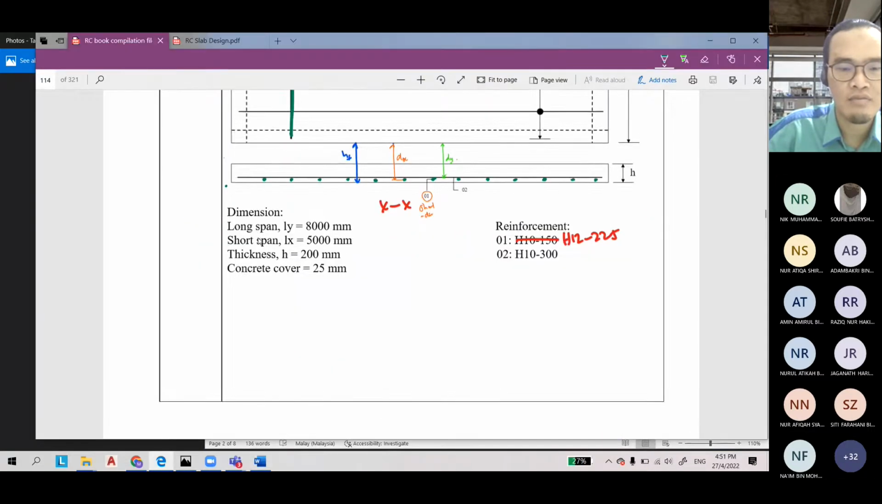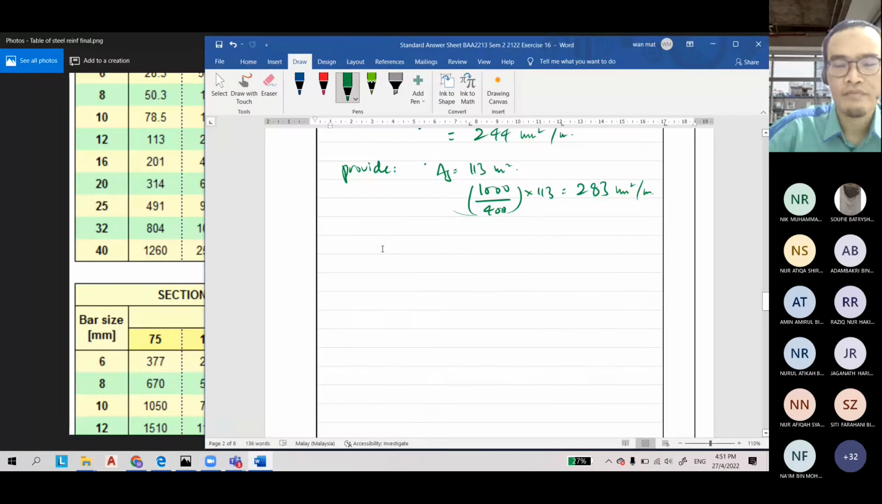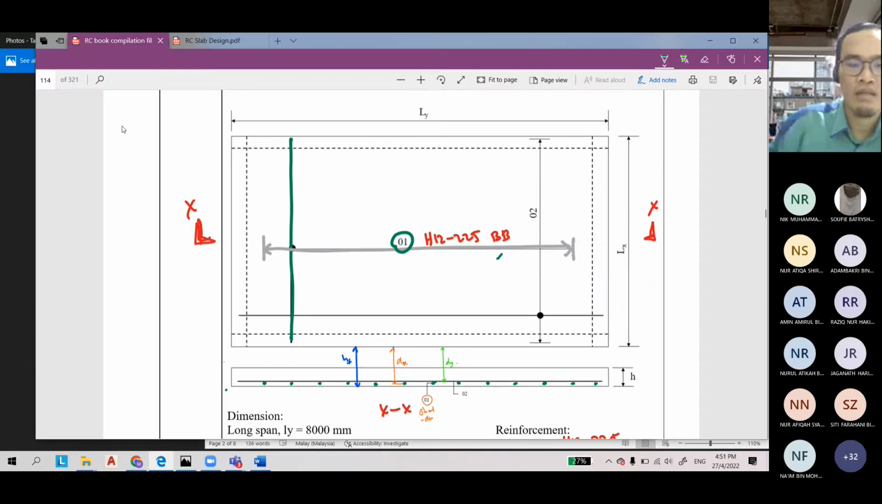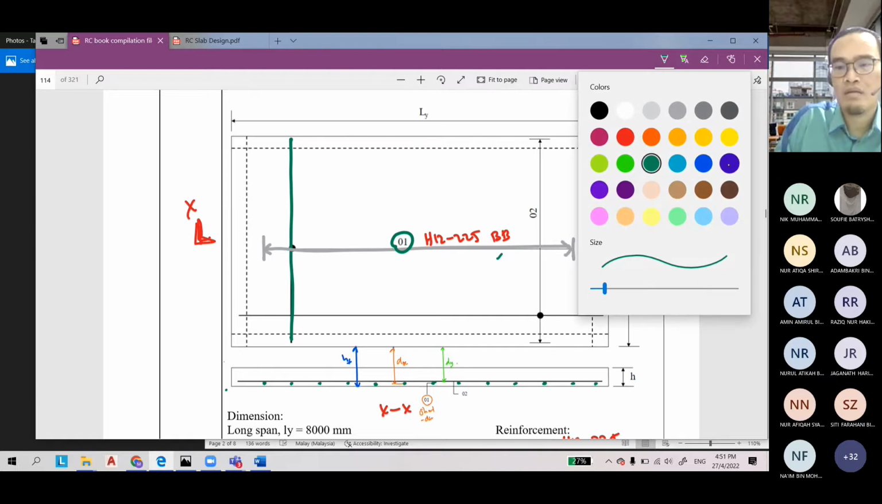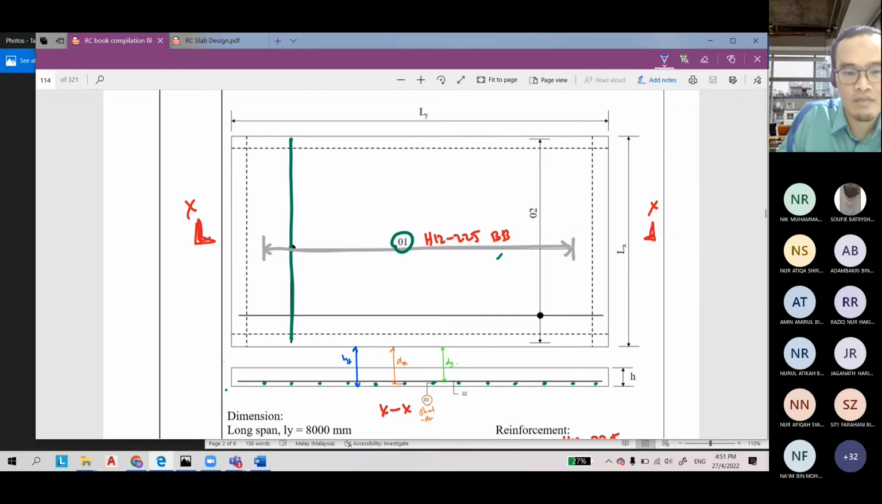Okay, you can check this one later. Later I will show you. So the dimension here is 400. So you provide H12 400 mm center to center. So this one As provided is equal to this one. So the detailing is this one. Detailing is let's say the blue color. So this is the reinforcement you calculate.